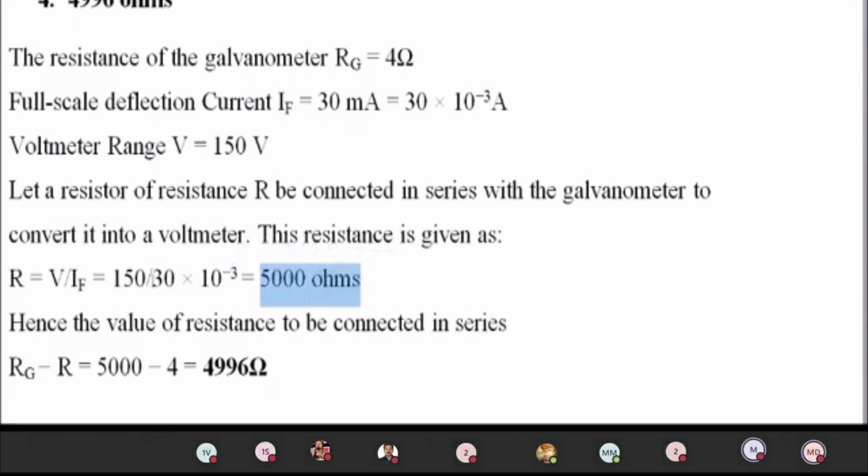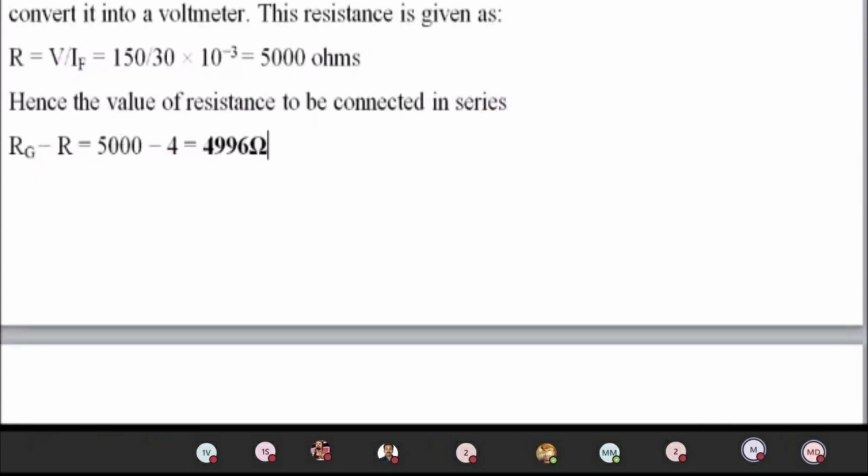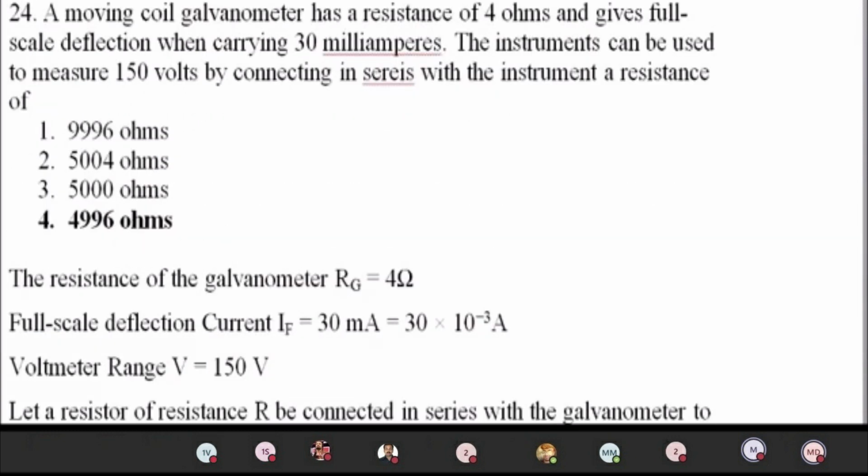If you want to extend up to 150 volt, the already available resistance in the circuit, that is the galvanometer resistance, is 4. If you subtract this 4 from the total resistance, you can easily find the extra resistance to be connected in series to extend the range up to 150 volt. So the extra resistance is total resistance 5000 minus galvanometer resistance 4. The answer is 4996 ohms. We can further proceed with some other problems.